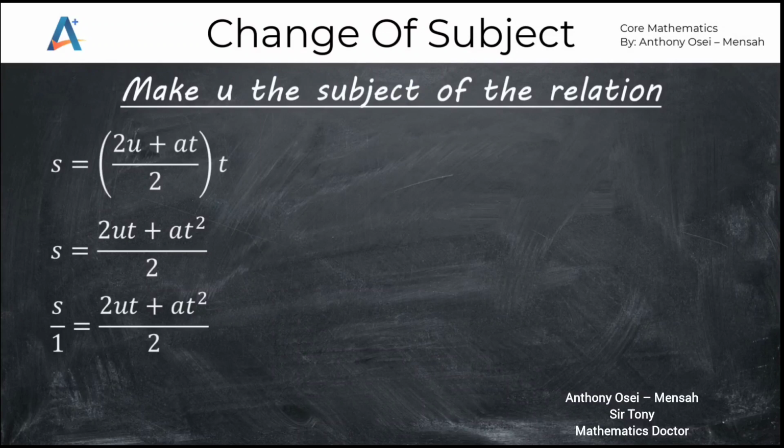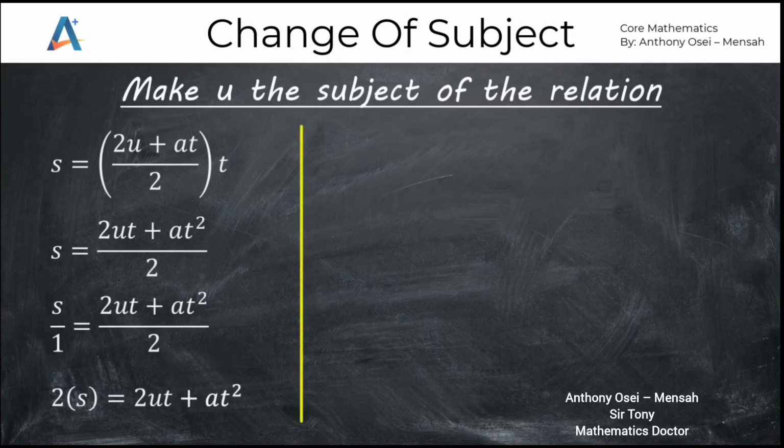Now let's cross multiply. 1 will multiply this, so I will rewrite it with my equal sign. 1 will cross to multiply this particular side, and 2 will multiply the s. So 2 will multiply s, which is to say 2 into bracket s. Then 1 will multiply this to give you the same thing. So we write the same numerator, which is 2ut, then plus at squared. So let's expand. 2s is equal to 2ut plus at squared.